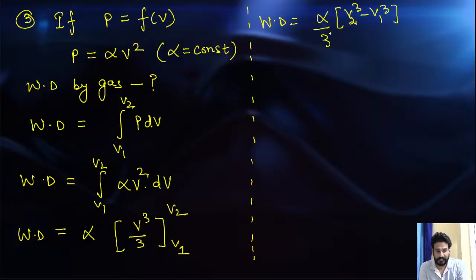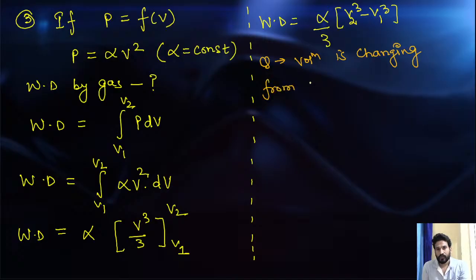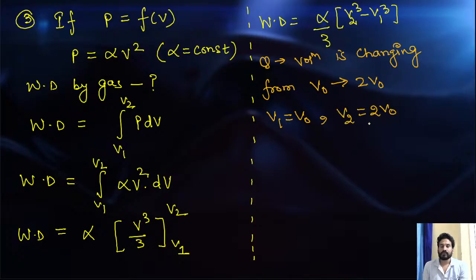Is it clear to you? Let's suppose the question says that my volume is changing from V0 to 2V0. Means initial volume V1 is equal to V0 and final volume V2 is equal to 2V0. So the problem is simple, just put the values here.